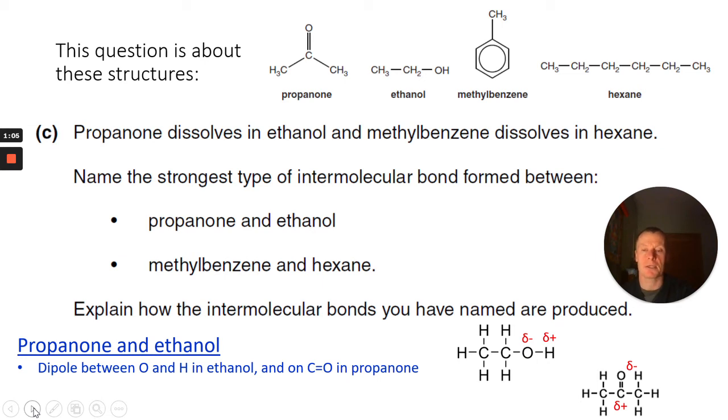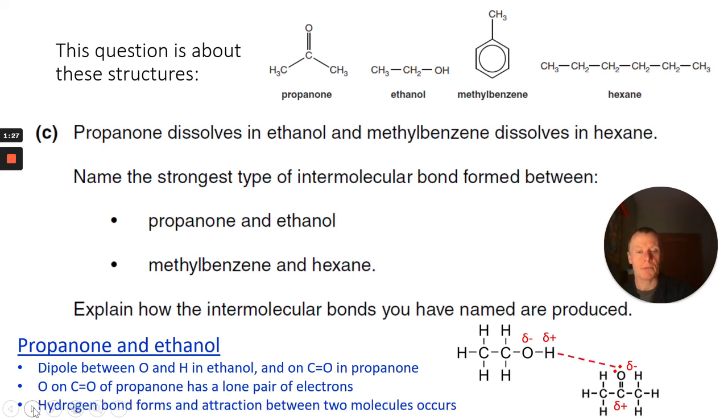Now, the reason this question is a little bit more challenging is because it asks you to consider hydrogen bonding, or the intermolecular potential for hydrogen bonding, between ethanol and another molecule that you wouldn't normally associate with hydrogen bonding. So if you put a lone pair on the oxygen of the C double bond O bond in propanone, a hydrogen bond will form and an attraction will take place between those two molecules.